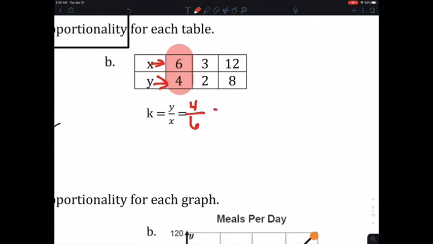We're going to simplify or reduce it, making sure there's not a common factor between the numerator and the denominator. In this case, there's a 2, right? 4 divided by 2 gives us 2. 6 divided by 2 gives us 3. Can we simplify that any further? No, that's already in simplest terms right there. Of course, we can convert it to a decimal, 0.6 with a repeating bar, but that's not necessary. We'll leave it like that.